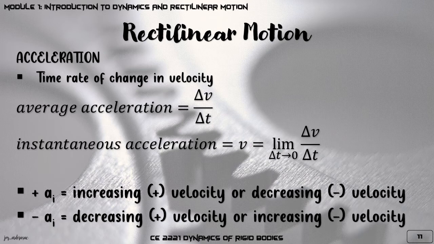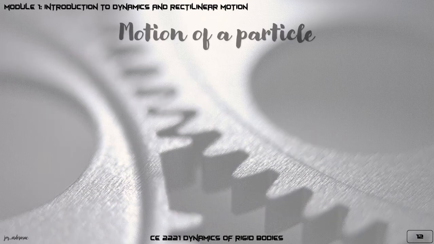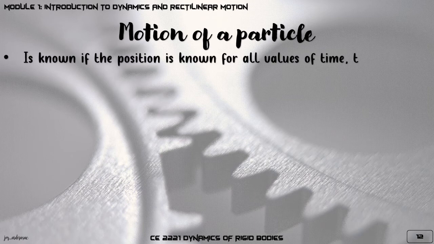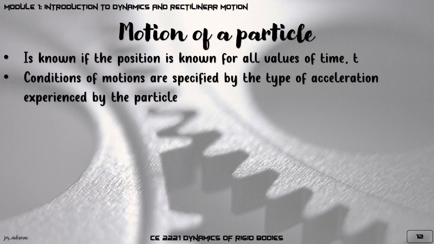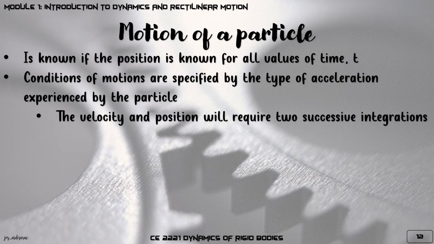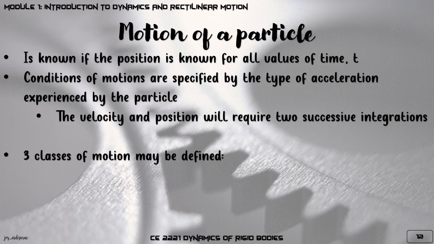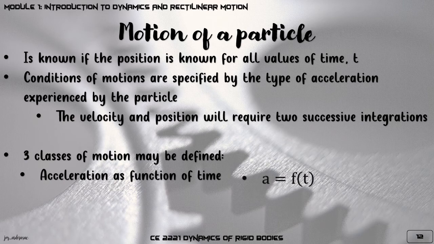In contrast to this, a negative instantaneous acceleration will happen if we have a decreasing positive velocity or an increasing negative velocity. So the motion of a particle can be determined if the position is known for all the values of time. The conditions of motion are specified by the type of acceleration that is experienced by the particle. And from this acceleration, we can now determine the velocity and position through two successive integrations. Three classes of motion may be defined through acceleration as a function of time, or as a function of the position, or a function of the velocity.